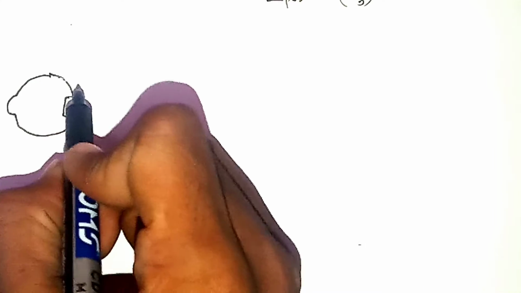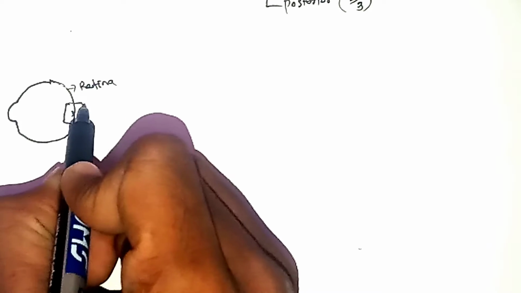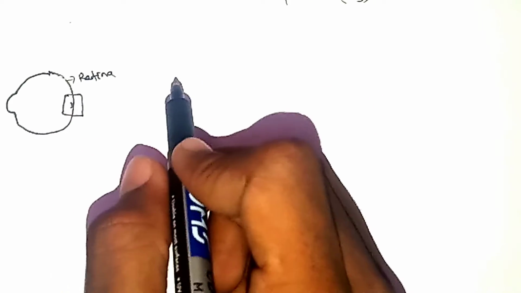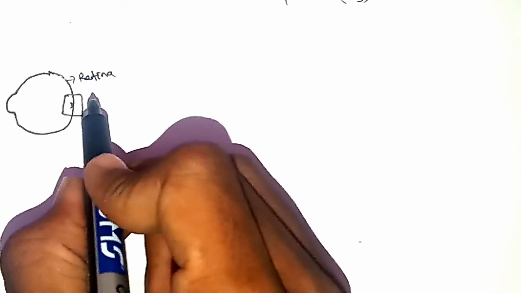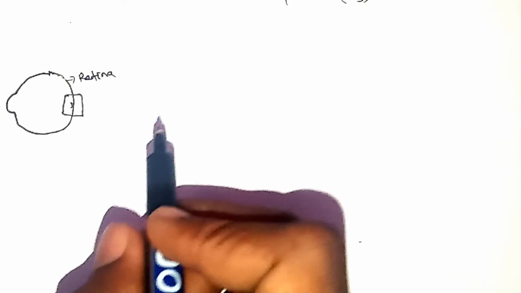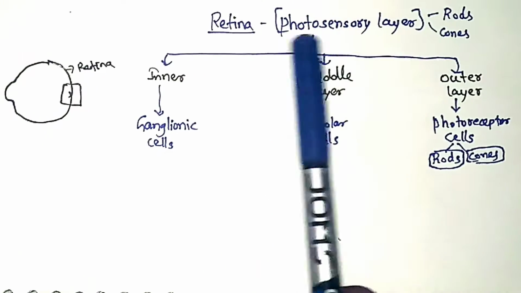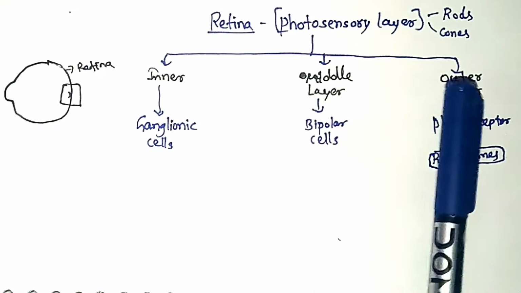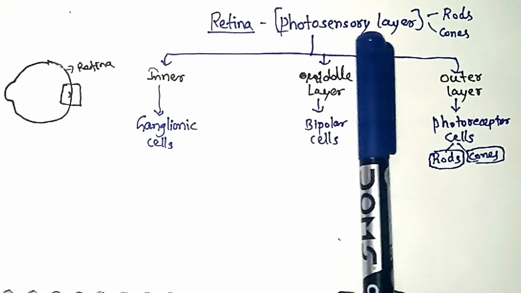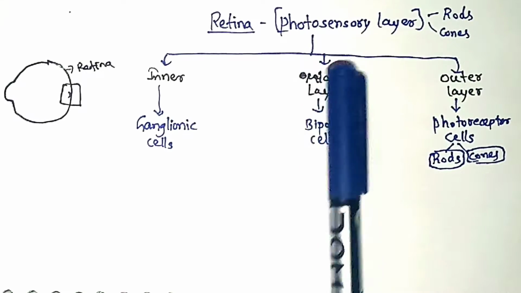So this is the retina. Here a photosensory layer is present. Now we will discuss the three layers of this retina, the photosensory layer, through which the path of light travels. First of all, the photosensory layer is divided into three layers: inner layer, middle layer, and outer layer. The photosensory layer consists of both rods and cones, so that's why it is called the photosensory layer.